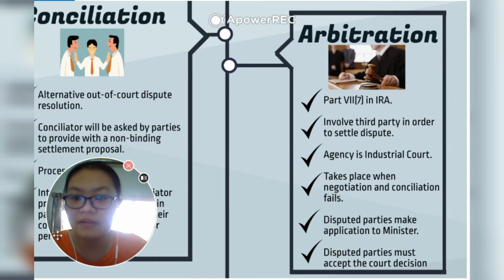Arbitration takes place whenever negotiation and conciliation fail and the disputing party makes an application to the Minister to refer their matters. At this stage, both disputing parties must accept the decision made by the court.